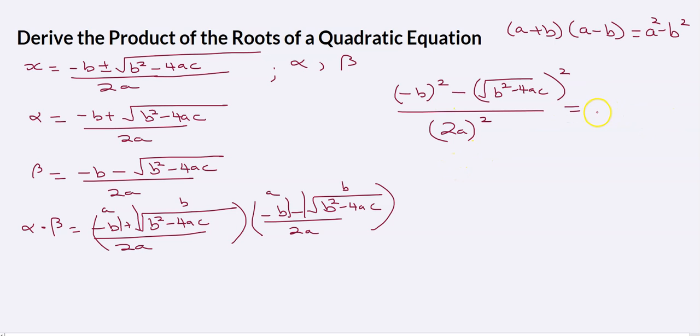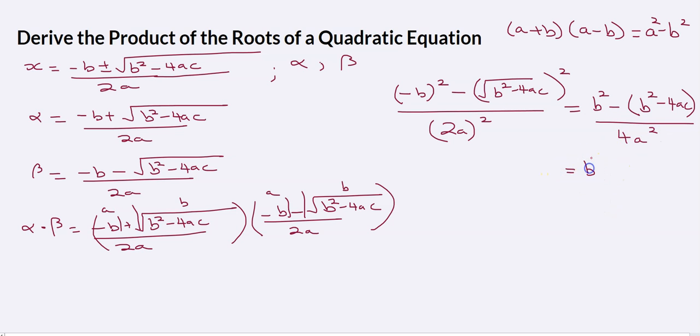We're going to end up with b squared minus b squared minus 4ac. The reason why we can do this is because when you have a square root and you square it, all it does is remove the square root sign, and then we have divided by 4a squared. So let's go ahead and keep simplifying.